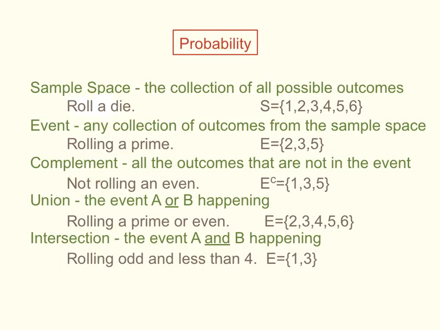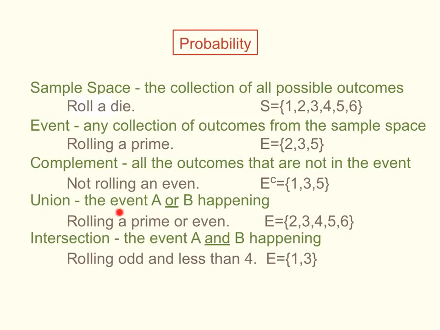Complement. Those are all the outcomes that are not in the event. So if I was not rolling an even, then my complementary event would be the outcomes 1, 3, and 5.